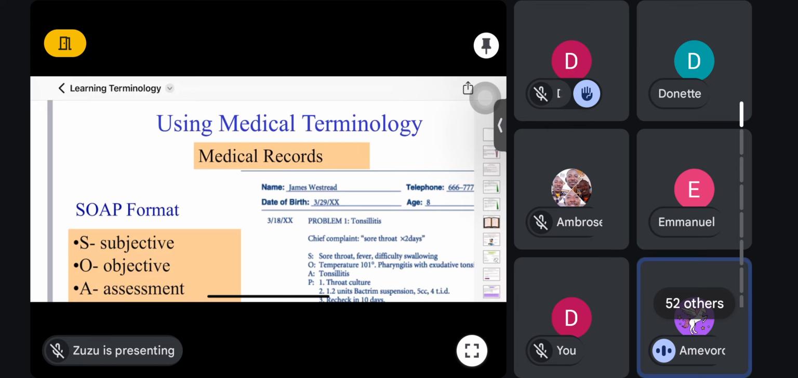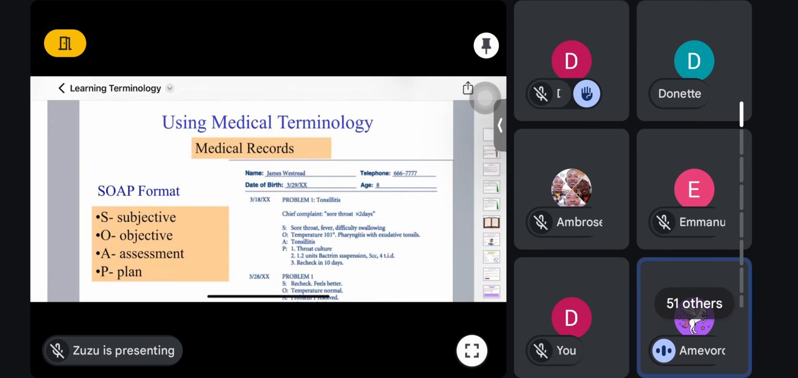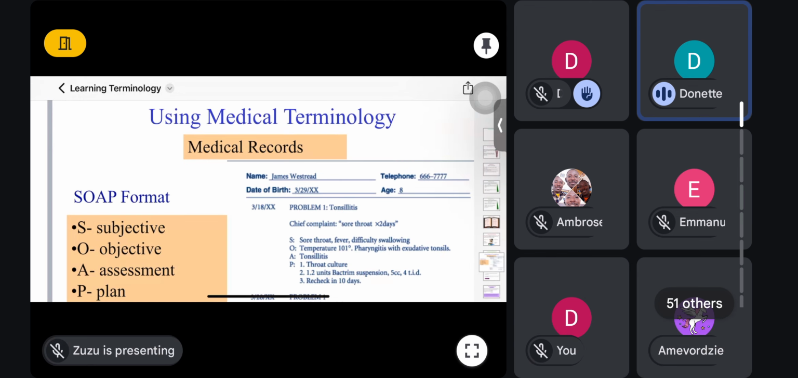Thank you. Okay, so the patient's date of birth is another distinguishing factor. Patient's age, telephone number, and this question came on the licensure exam, which I sat at the end of last year.